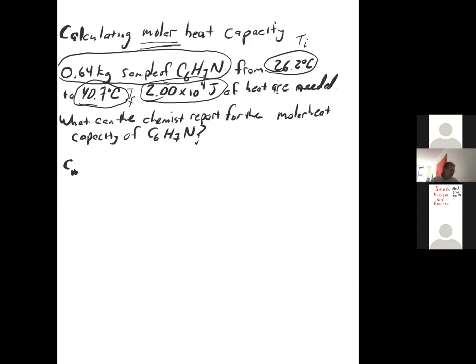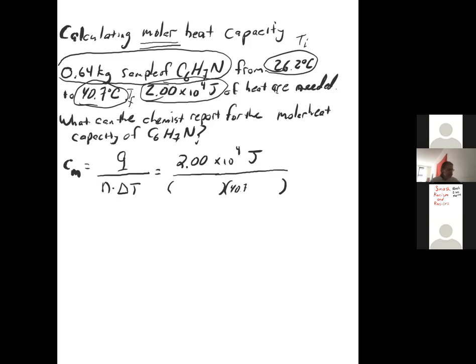Molar heat capacity would be Q over n delta T. Let's put in the numbers that we have that are very simple. We know the amount of heat, 2.00 times 10 to the 4 joules. That's given. We don't know the number of moles yet, so I'll put that in parentheses here. But we do know both of the temperatures, the initial and the final. Remember, it's final minus initial: 40.7 degrees C minus 26.2. And that'll give us our answer.